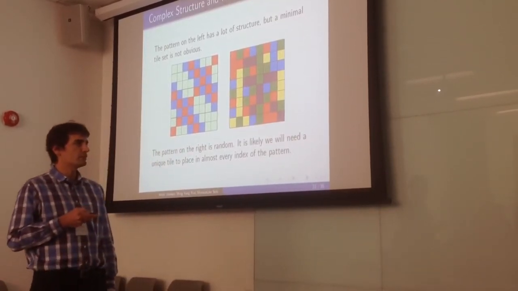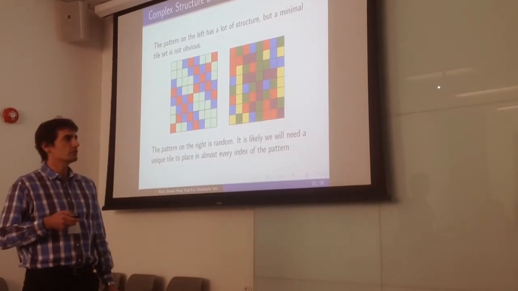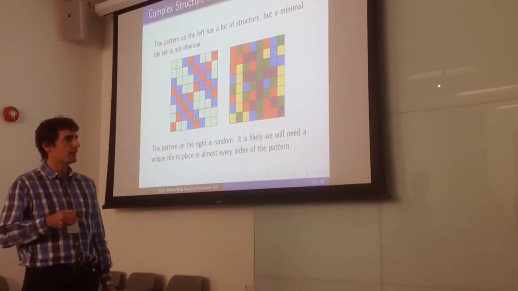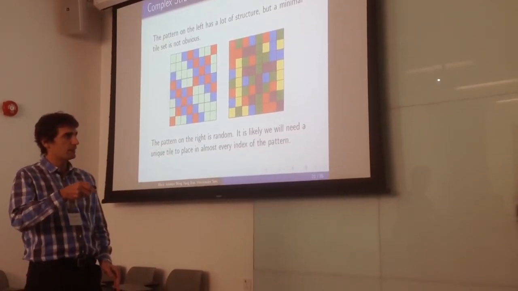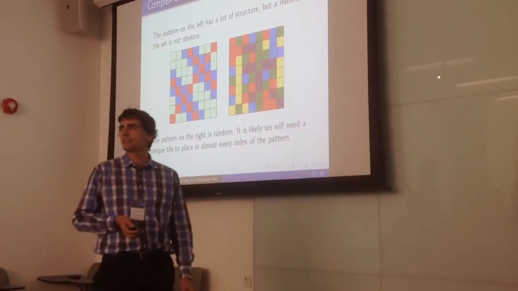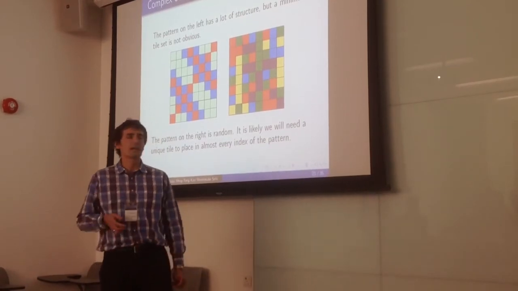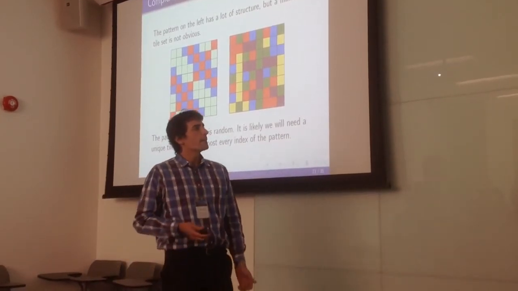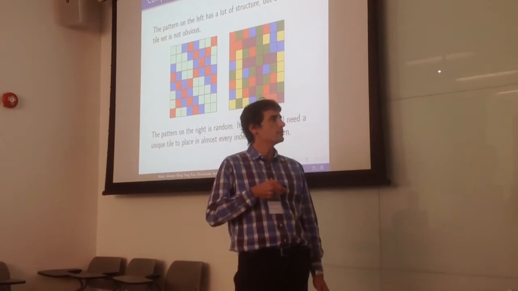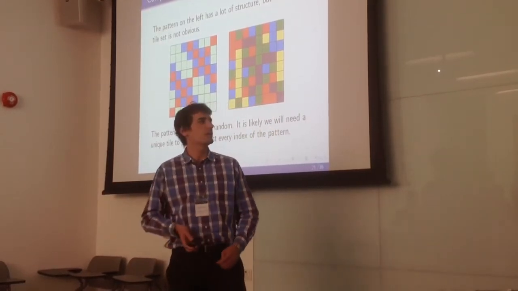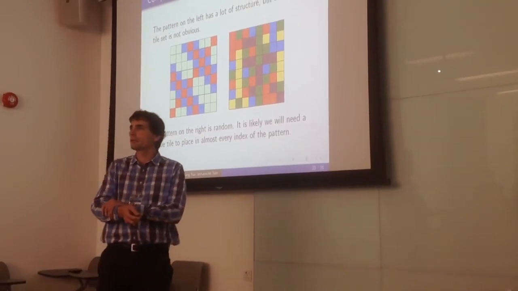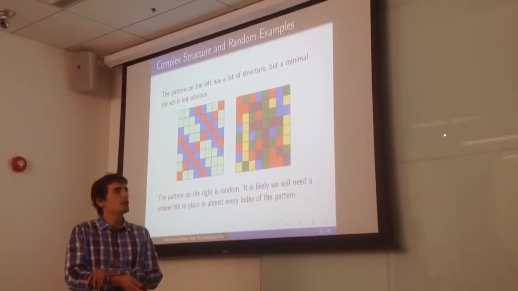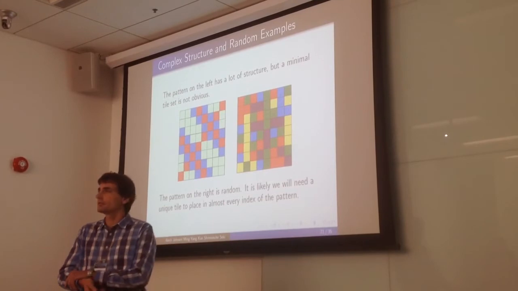This pattern on the left has a lot of structure, right? It's just this simple red line, and it's symmetrical around axes here and here. But a minimal tile set is really not obvious. I can't actually compute one. And then this pattern on the right is our original random pattern that I had used to describe color patterns. And it's likely that we're going to need a unique tile to put at every individual index.